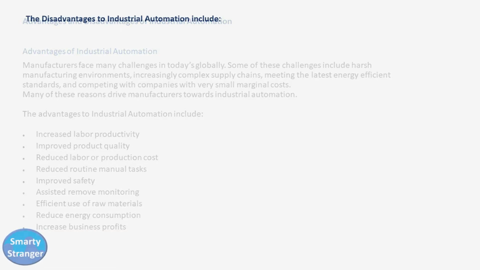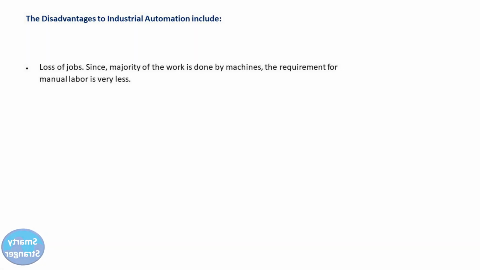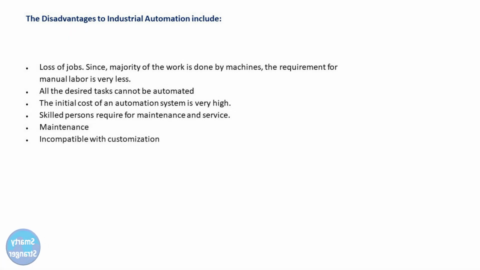The disadvantages of industrial automation include loss of jobs. Since the majority of the work is done by machines, the requirement for manual labor is very less. All the desired tasks cannot be automated. The initial cost of an automation system is very high. Skilled persons are required for maintenance and service. Incompatible with customization. Dependency on technology. More pollution.